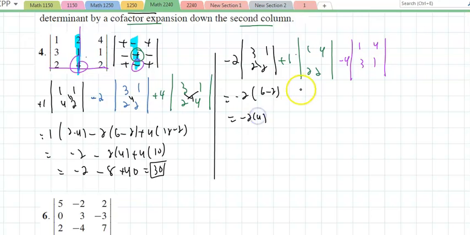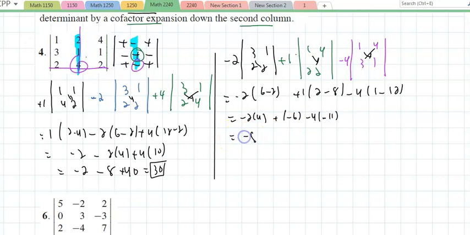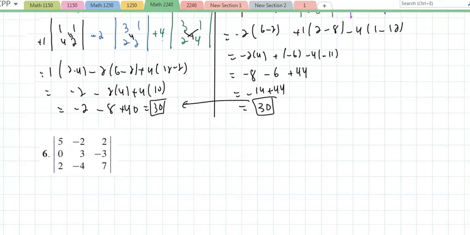That's negative 2 times 4, plus 1 times a 2 minus 8, minus 4 times 1 minus 12. So that's plus a negative 6 minus 4 times negative 11. I'm getting a negative 8 minus 6 plus 44. I'm getting negative 14 plus 44, which is a 30. Again, you can't get it wrong, no matter how you do it. So again, a good practice.